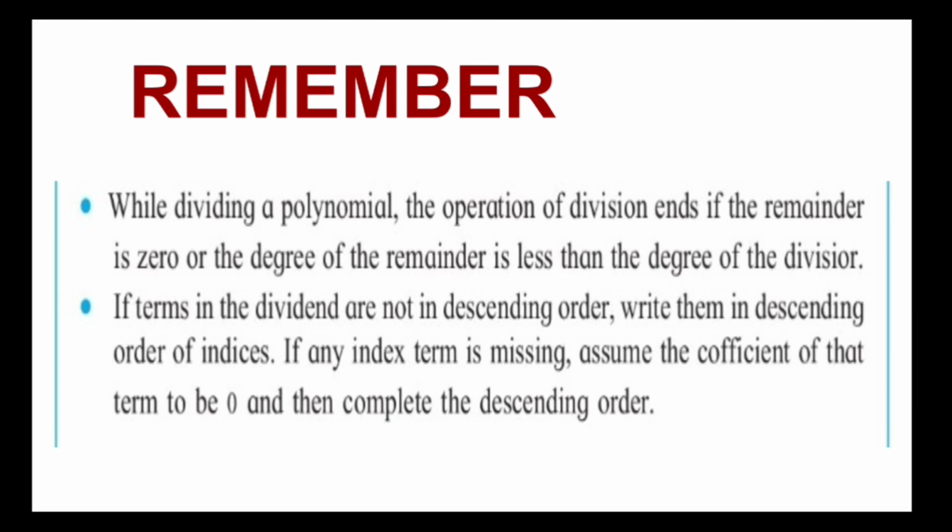If any index term is missing, assume the coefficient of that term to be 0 and then complete the descending order. So if between any terms a term is missing, for example after the x cube term the x square term is not there, we have to put 0 and write x cube plus 0 x square, and then we will solve the sum. When we solve the sums from 10.2, you will get all this idea, how to find out the missing term and how to add that missing term. All these things we will get to know while solving the sums.